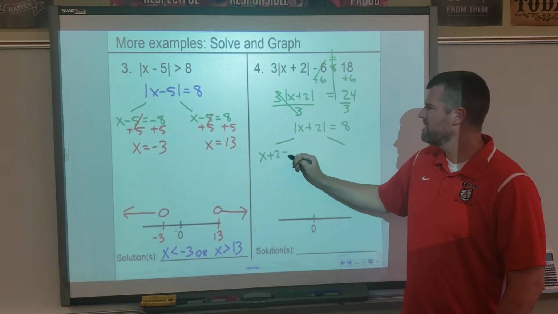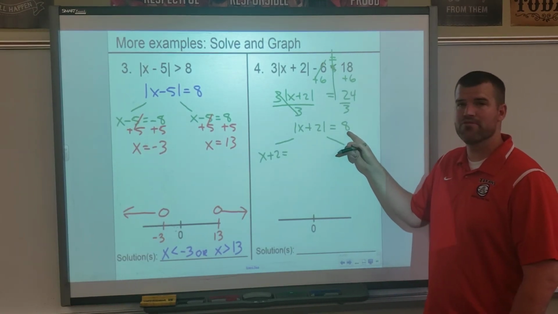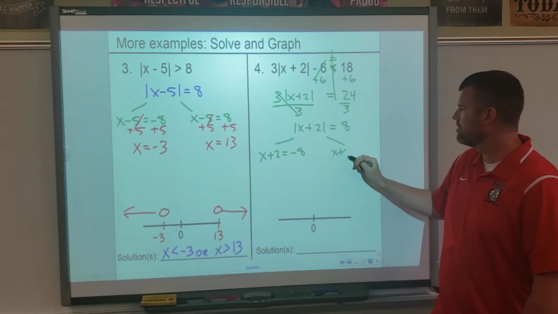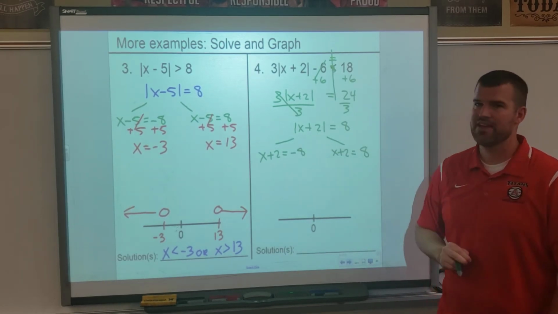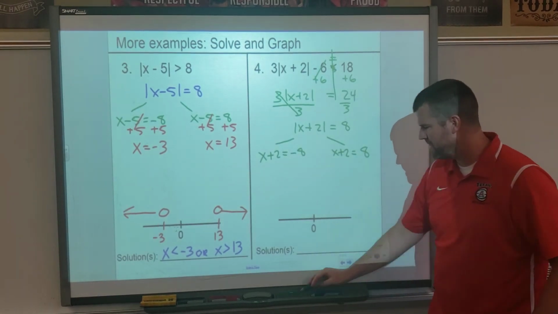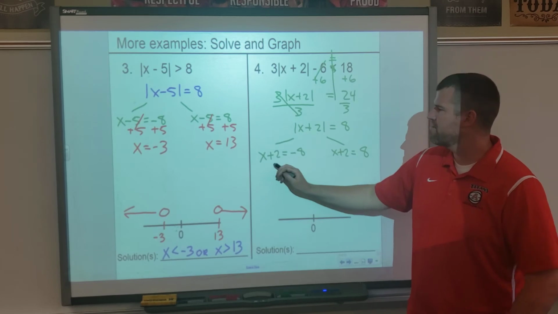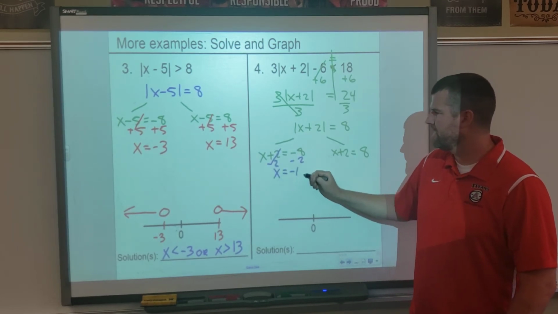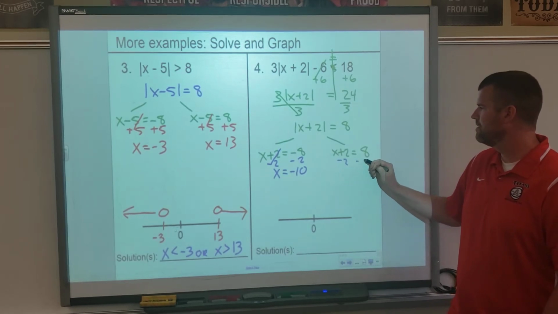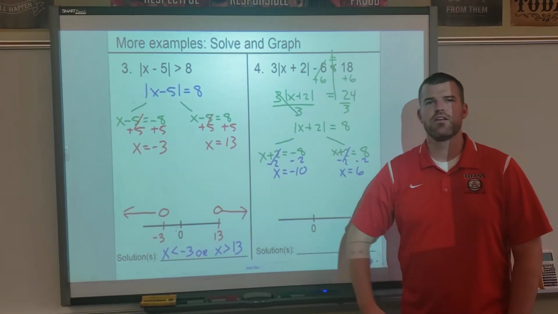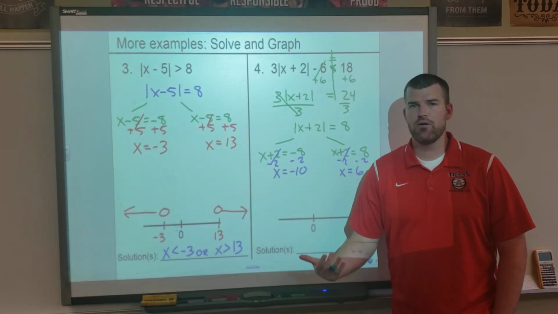X plus 2 equals, well, if we have an absolute value of 8, we are either at negative 8 or we are at positive 8. So we set one equation equal to negative 8, one equation equal to positive 8. Then we can solve, which gives me negative 10 and positive 6. So what do those 2 points tell me?